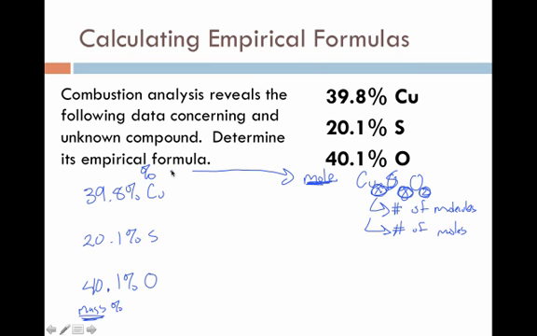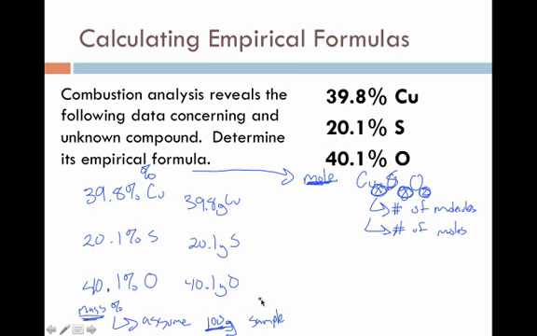I think the easiest way to handle this is to assume a 100 gram sample. The sample may not have originally been 100 grams, but that's not a big deal. This is a ratio, and as long as it's the ratio of the same original starting value, the ratio itself won't be affected. The reason we choose 100 grams is because it makes our life very easy. This now becomes 39.8 grams of copper, 20.1 grams of sulfur, and 40.1 grams of oxygen. So now we've gotten rid of percentages, and we're in terms of how many grams we have.